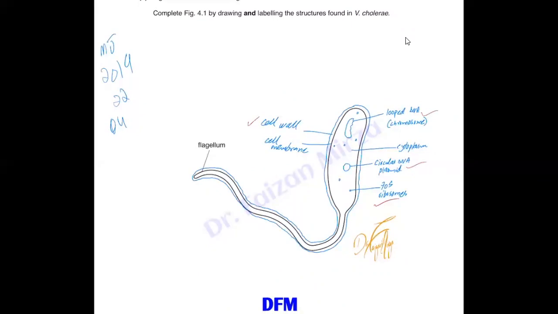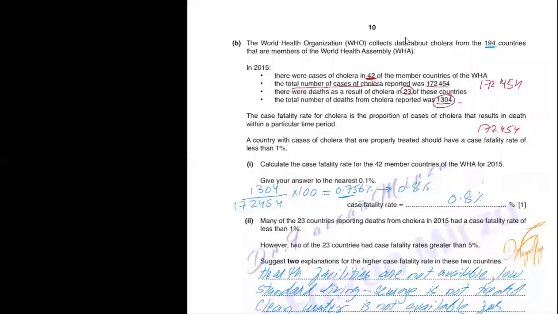So yes, the cell wall is present on the flagella as well. Many students ask me whether the cell wall is present on the flagella or not. Oh, yes, it's present on the flagella as well. So the cell wall needs to be added, and looped DNA needs to be added because that was a chromosome, the circular plasmid, and 70S ribosomes. These are the points that you need to add here.